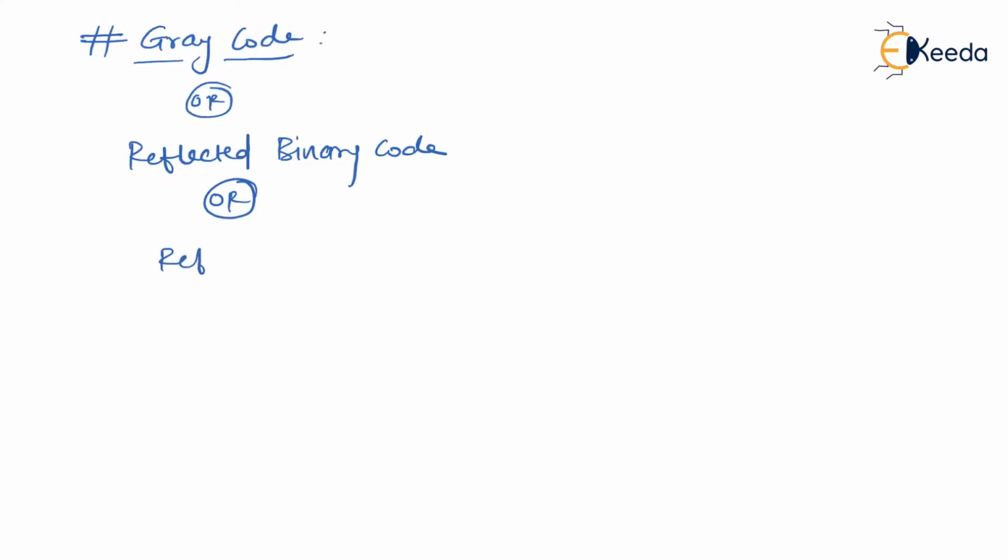So this gray code is also known as reflected binary code, or sometimes it is also called reflected code only. What is the reason why they are called reflected? You will understand when I start with the subtopic, that is generation of the gray code.